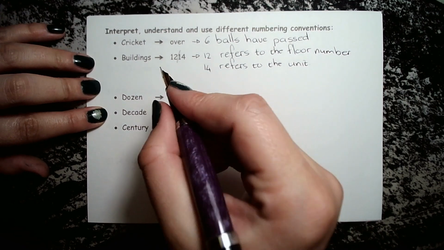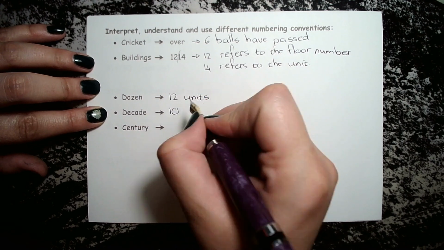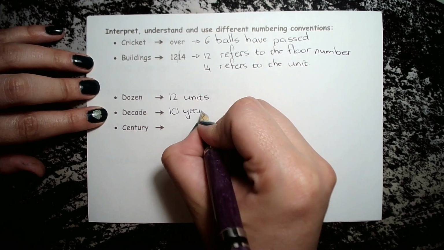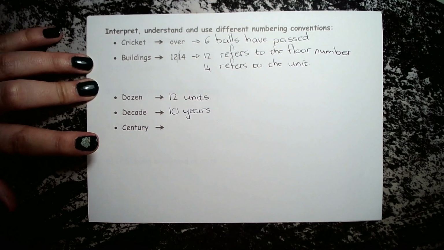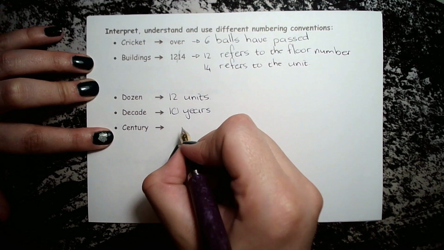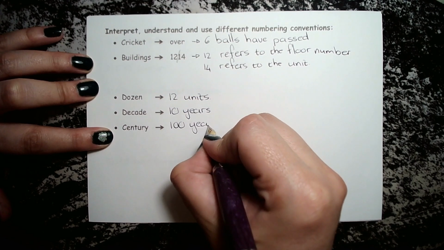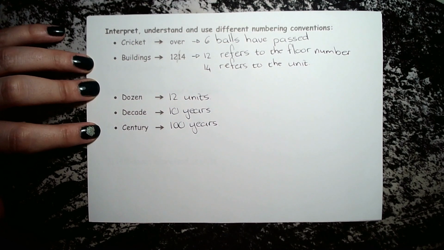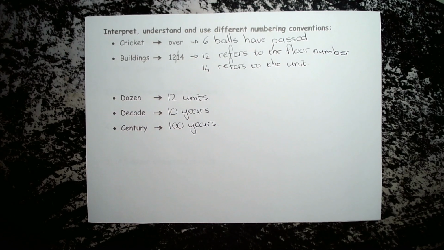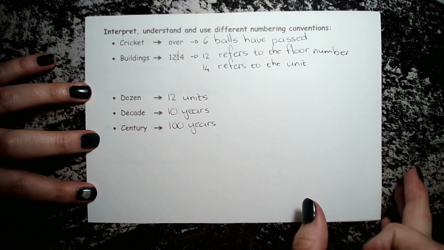A decade is 10 years. This is always years that we are talking about, as well as century. Century is also a grouping of 100 years. This is important because of how we are working with numbers or with years later on.